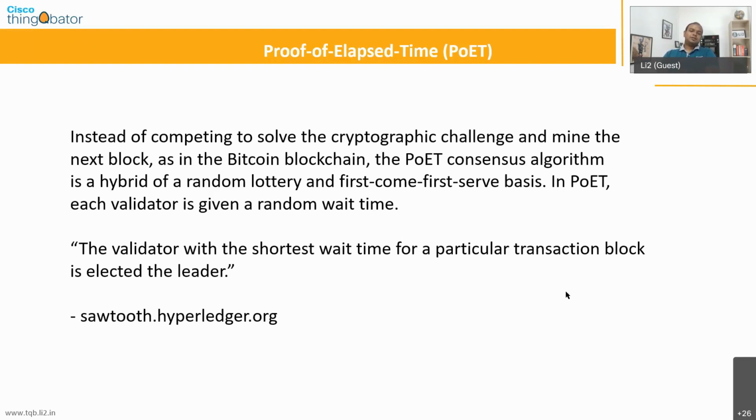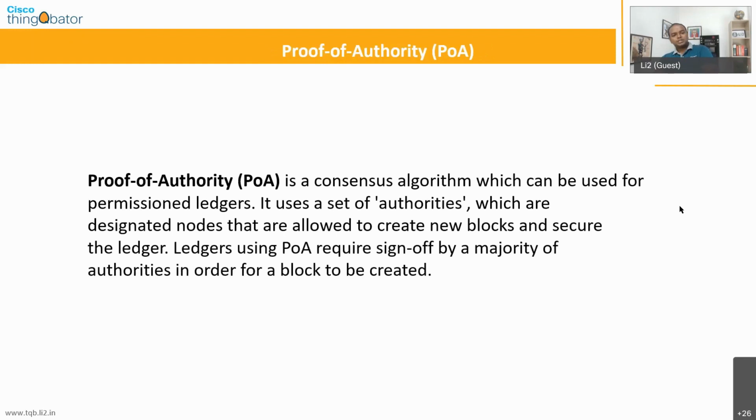So in this way, it is much more efficient, it is much faster, and today most of the enterprise blockchains are moving towards the PoET consensus algorithm. The last algorithm that we will discuss today is proof of authority. Proof of authority is a way of telling the network that you have certain authority to be part of the network or to do a certain transaction in the network.